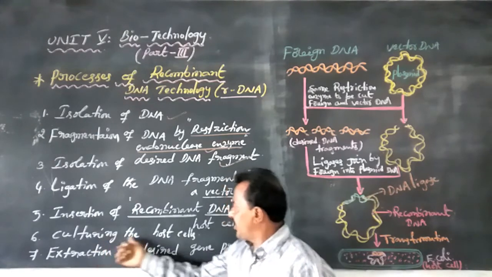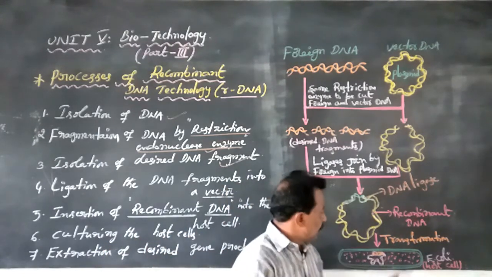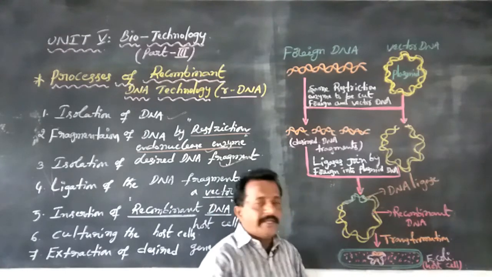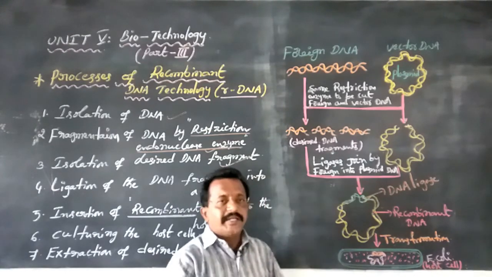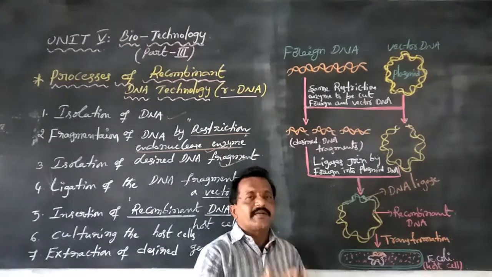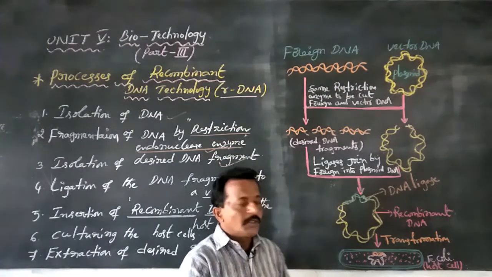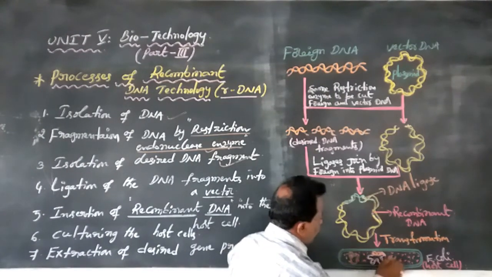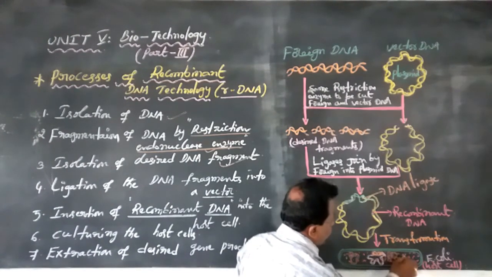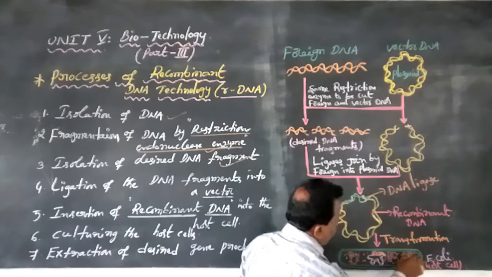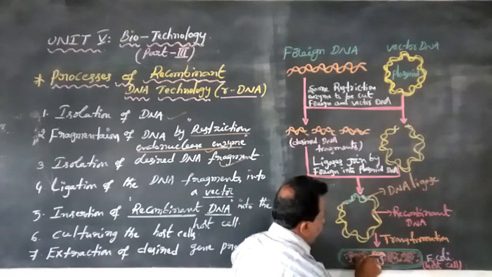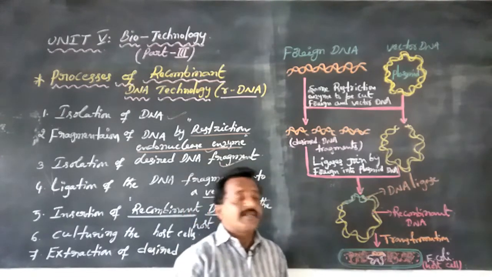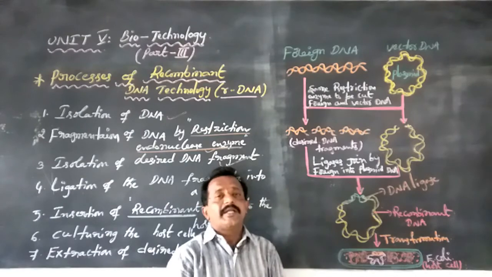Next one here, culturing the host cells. So this host cell of E. coli contains only one recombinant DNA. This recombinant DNA is replicated several times to produce several recombinant DNAs. That is culturing of the host cells, by which one host cell of the E. coli contains several recombinant DNAs.